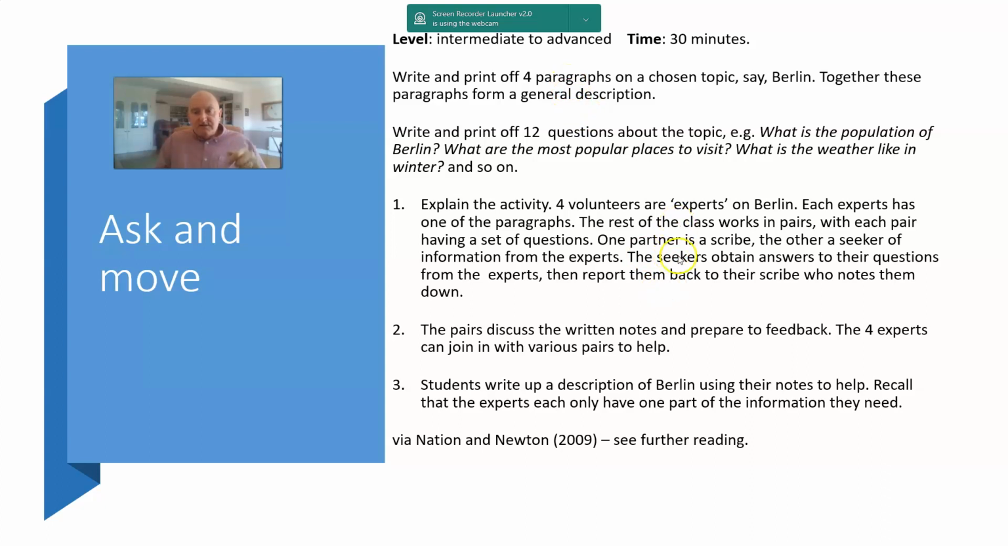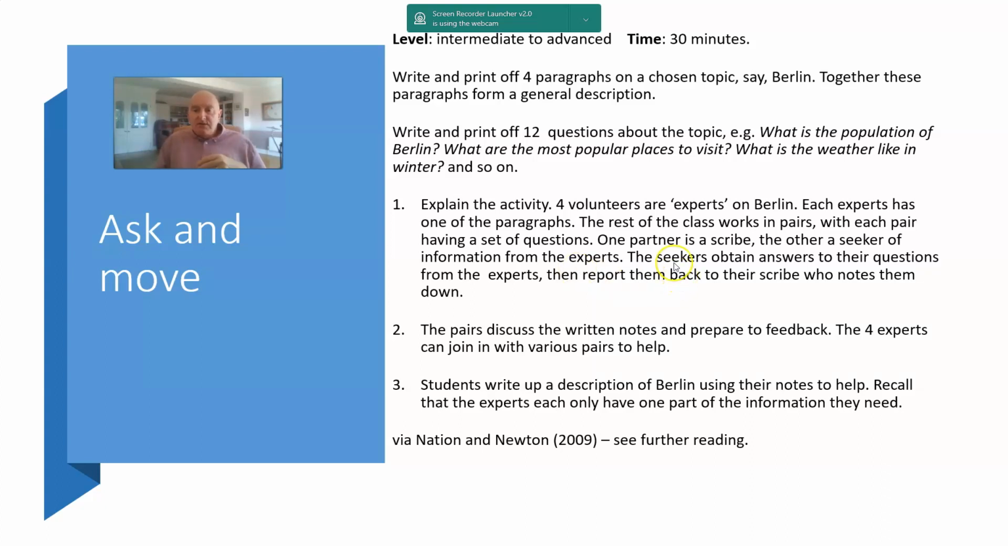The rest of the class, if the class is big enough, can work in pairs, with each pair having a set of those 12 questions. If they can work in pairs, one partner is the scribe, the other is the seeker of information from the experts, and they could switch roles halfway through. If the class is smaller, well, maybe you can't work in pairs, but individuals could still carry out the task.